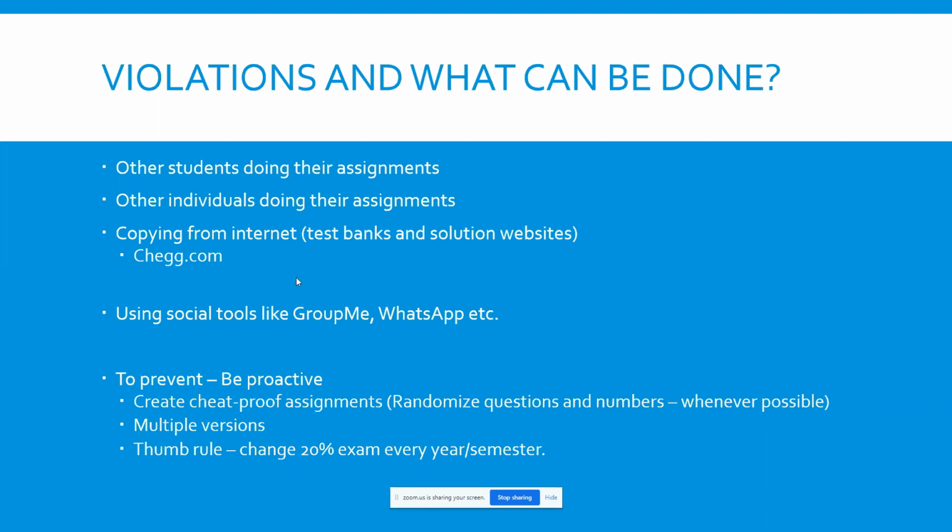But that's not always possible. If you're in a course like English or geography, where it's very difficult to create multiple versions, what I would suggest is this thumb rule: change 20% of the questions every semester, every year. I say 20% because if somebody cheats, I don't want them to get a B or an A grade. By changing 20%, if he or she just cheats, they cannot get more than 80 points.